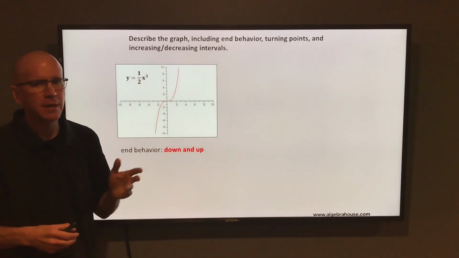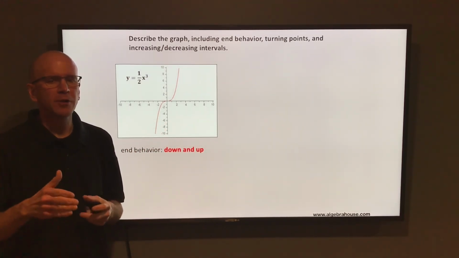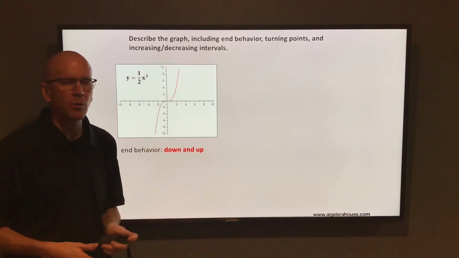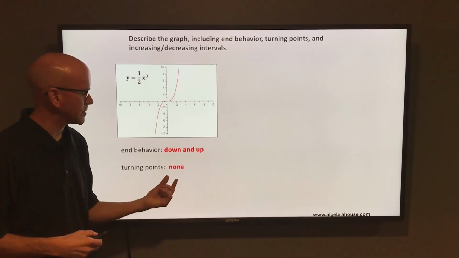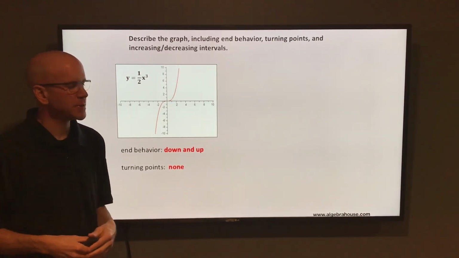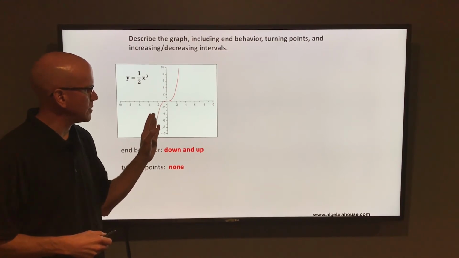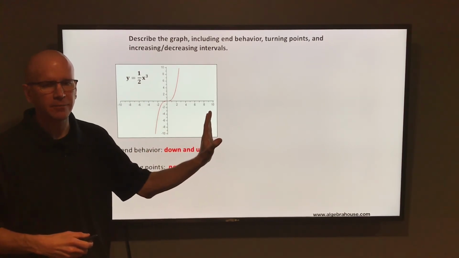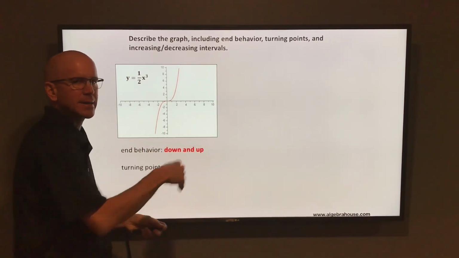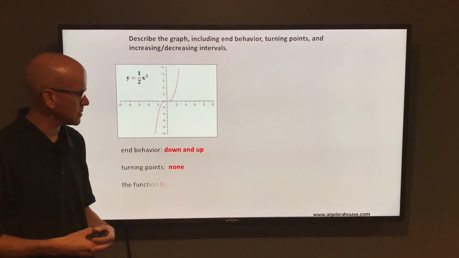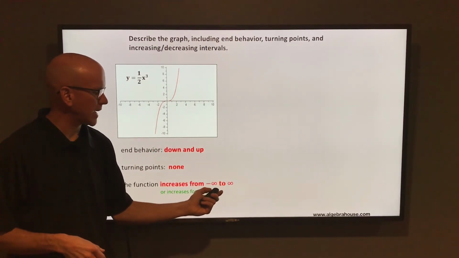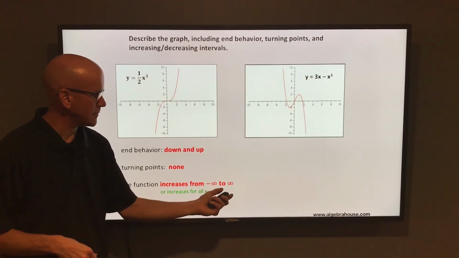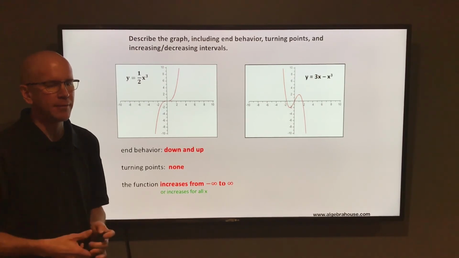Now for the turning points, you've got to be careful on this one. A turning point is when it completely reverses, goes in the other direction. So do the y values turn around and go in the other direction? No, they do not. There are no turning points here. And with there being no turning points, the function is always increasing from x being negative infinity to x being positive infinity. So as you read this graph from left to right, the y values are always increasing. So you could say the function is increasing from negative infinity to positive infinity. Now negative infinity to positive infinity, that represents the x values. The increasing, that's talking about the y values.